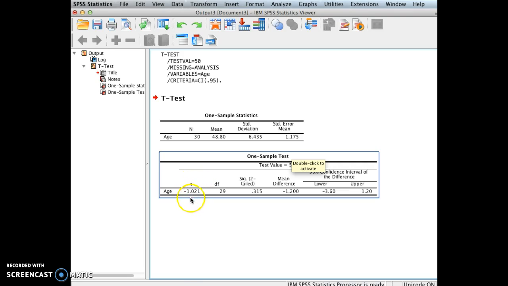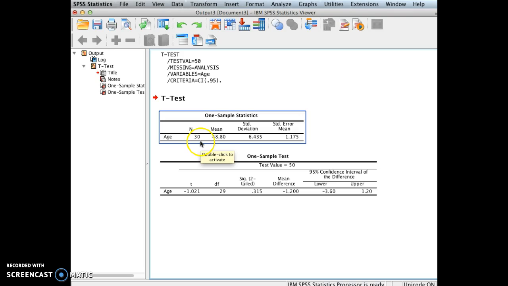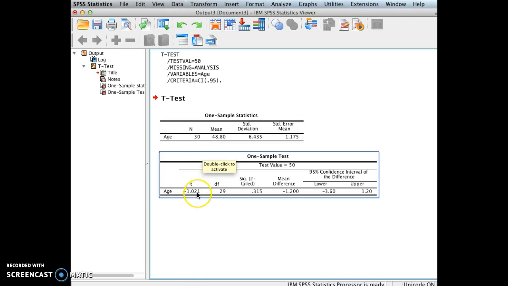Our computed t ratio is negative 1.021. If you look at the absolute value of the t ratio, it is not large, because we usually compare this with a t ratio of 2 if we have a sample size of 30 or larger. So we know that we will fail to reject the null. The degrees of freedom is 29, because we have one sample and we just subtract 1 from 30. We got 29. And the sig, two-tailed, that's a two-tailed t-test.